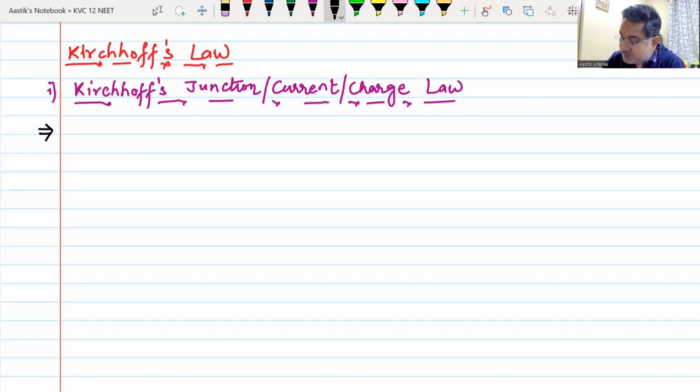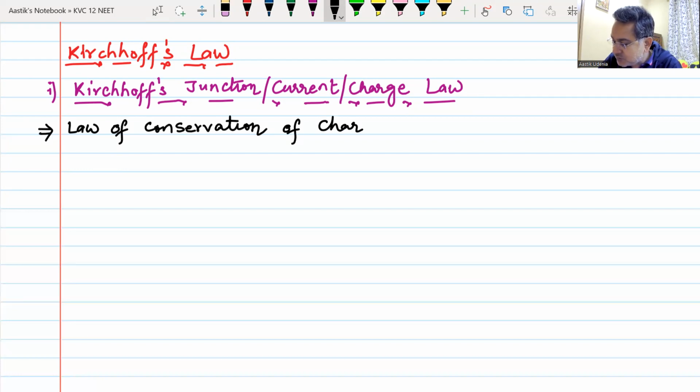This law is based on the law of conservation of charge. You can call it law of conservation of charge, or you can call it law of conservation of current. What is this law of conservation of charge, or law of conservation of current?